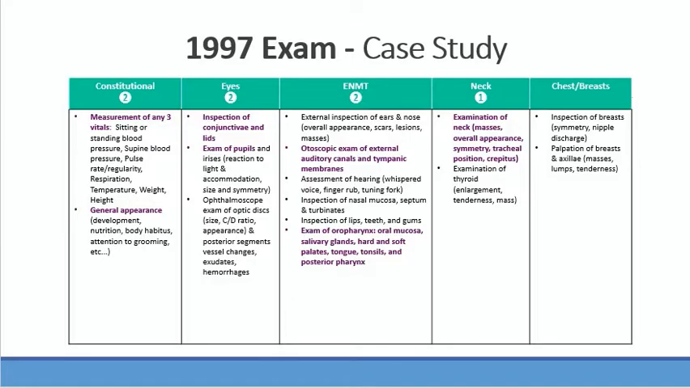There are also 2 exam bullets for eyes, which were the conjunctiva and lids and exam of the pupils. 2 bullets are documented in ENMT with findings for exam of the auditory canals and tympanic membranes in addition to the oropharynx. Under neck, we met 1 bullet for documenting the neck was supple and no masses were noted. We did not have any exam of the breasts.